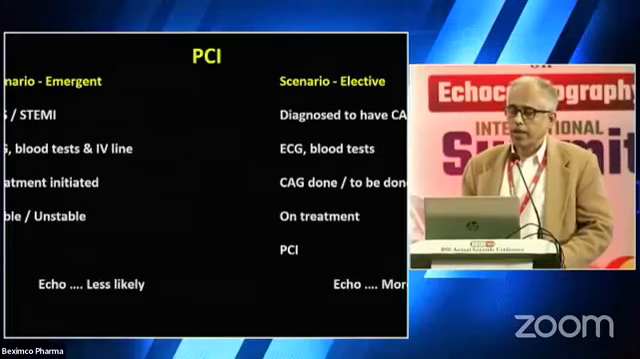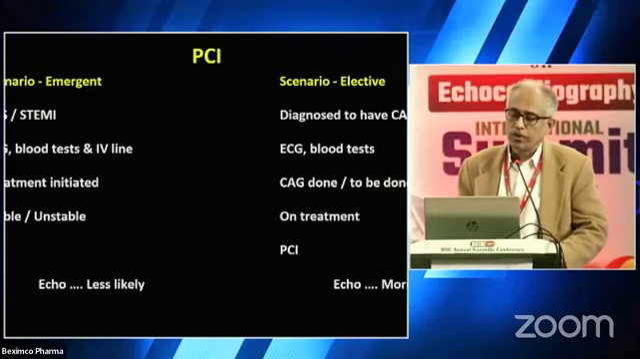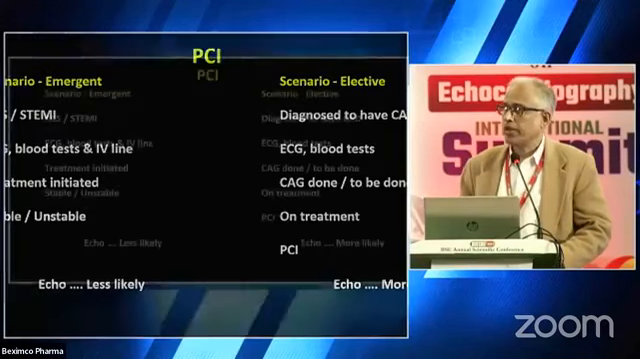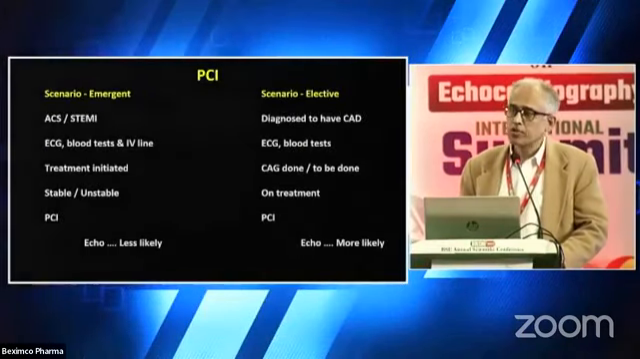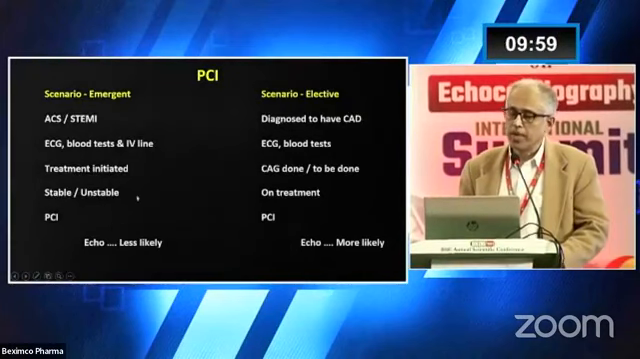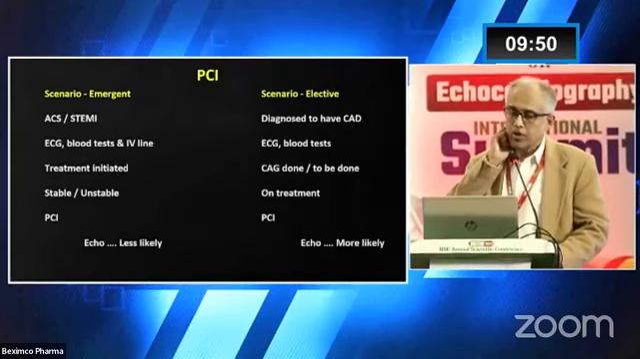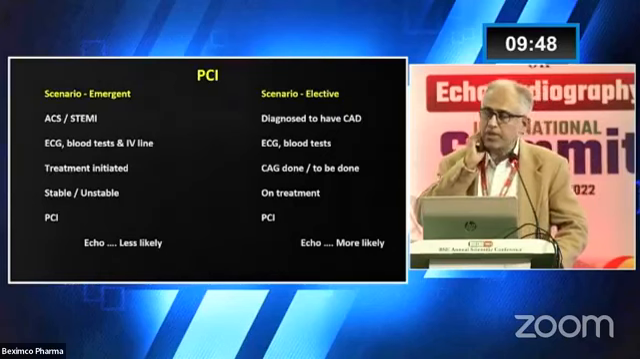So broadly, you can have these two scenarios. You can have an emergent scenario, you can have an elective scenario. In terms of emergent, it will be an ACS or a STEMI, and you'll be doing the ECG, blood test, an IV line, treatment will be started, and then the patient can either be stable or unstable. And the PCI is being planned.